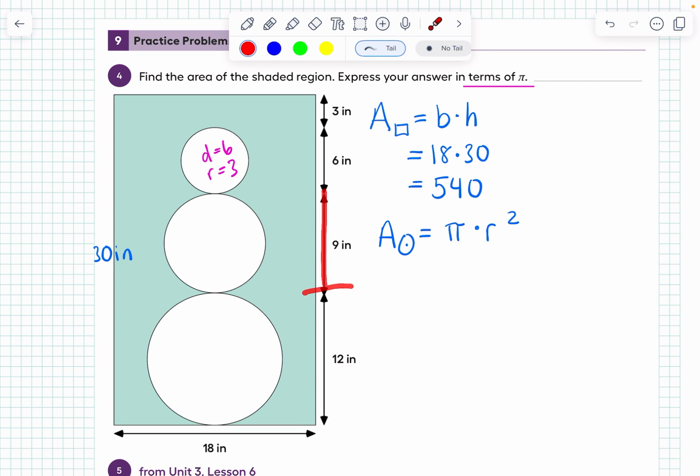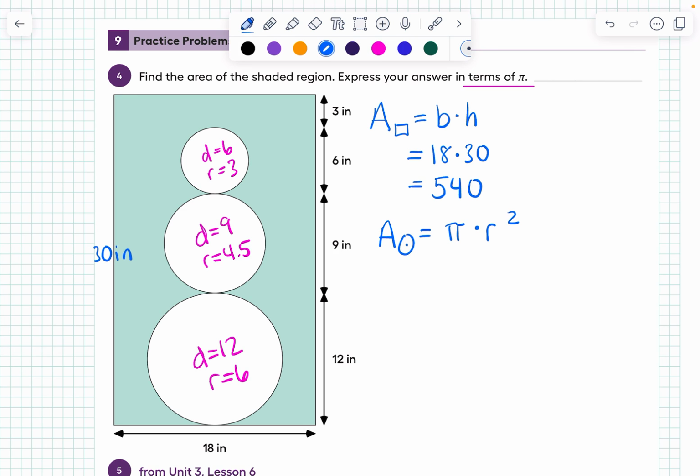If this is 9, the diameter would be 9, and then half of that would be 4.5. And same thing for the last one. If the diameter of the circle is 12, then half of 12 would be 6.